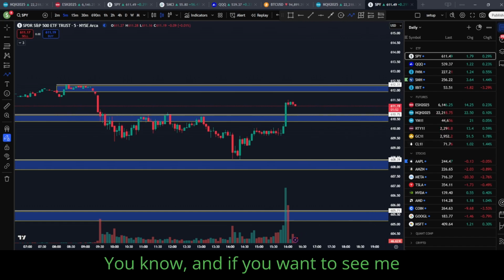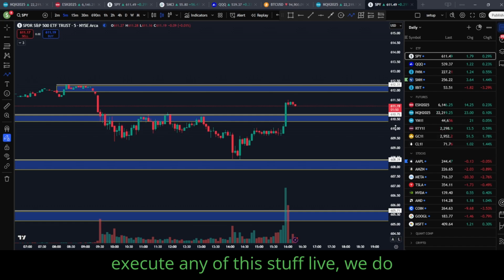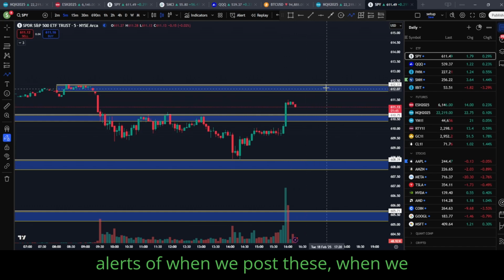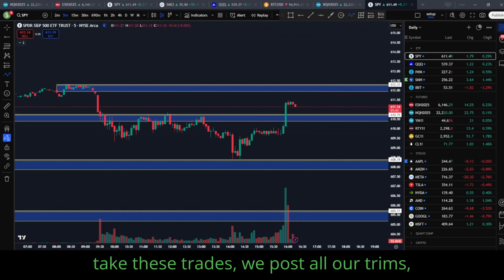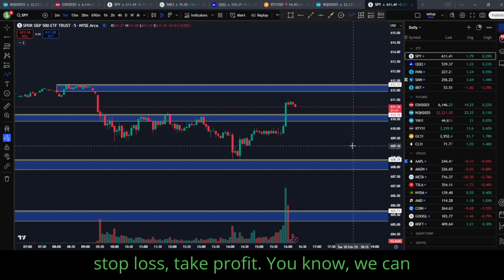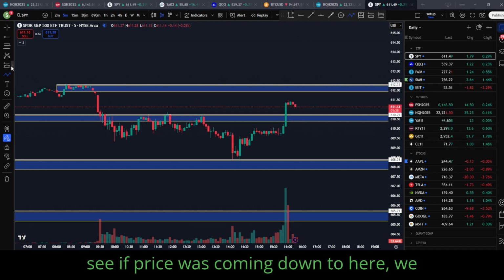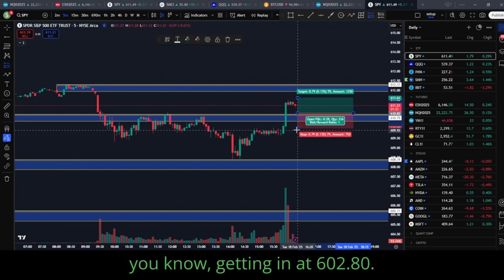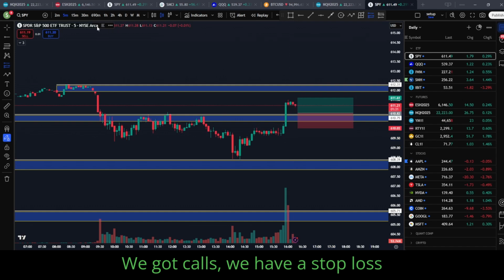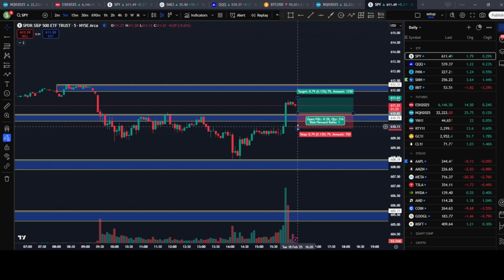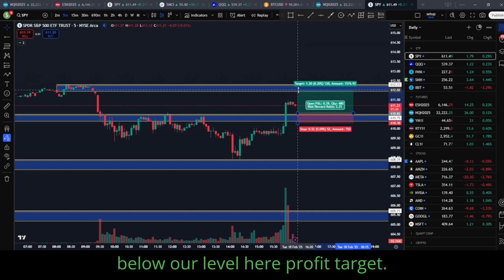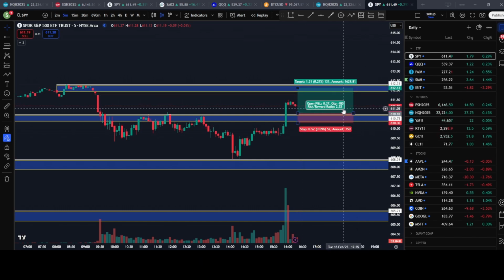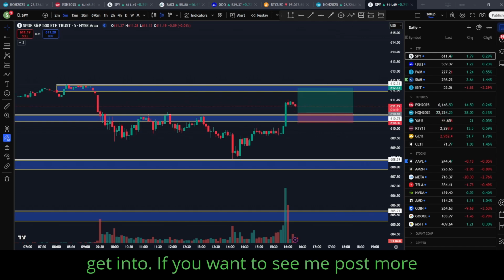And if you want to see me execute any of this stuff live, we do live trading in our Discord. We have alerts of when we post these, when we take these trades. We post all our trims, stop loss, take profit. We can see if price was coming down to here, we would post something along the lines of, getting in at 602.80. We got calls. We have a stop loss below our level here, profit target right at the next support. And then that's that. That's what we get into.